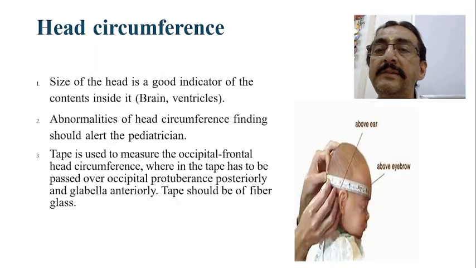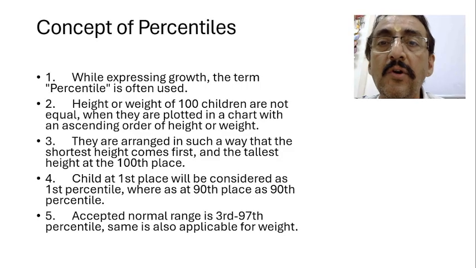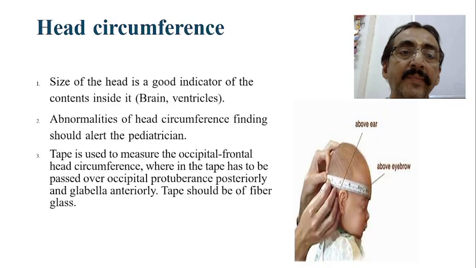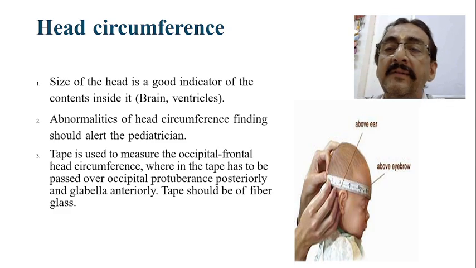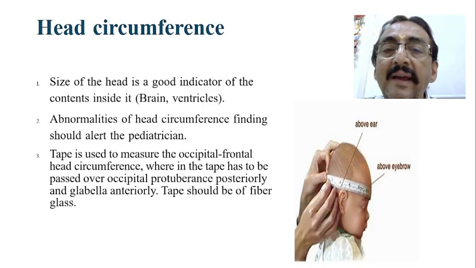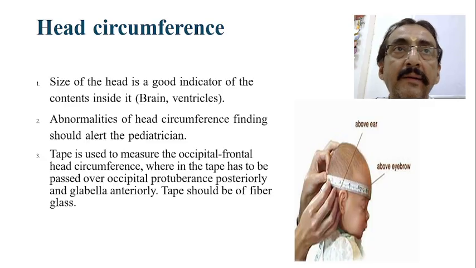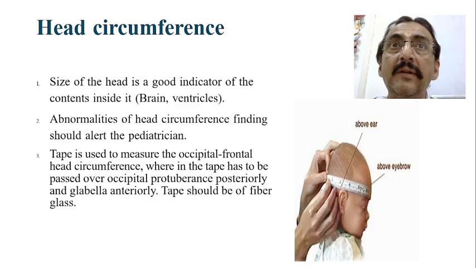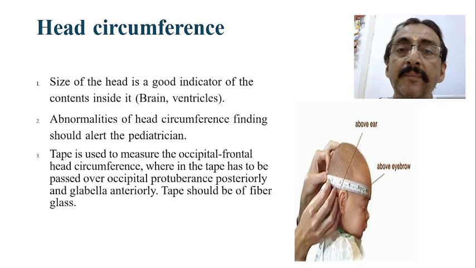My dear friends, in the last class we have been discussing the concept of percentiles. Today we will discuss head circumference. Now, the size of the head is a very good indicator of the content inside it. When I say content inside, that is the brain, maybe the cerebellum, cerebrum, midbrain, basal ganglia, and then the pons, then the ventricular system, fluid, etc.